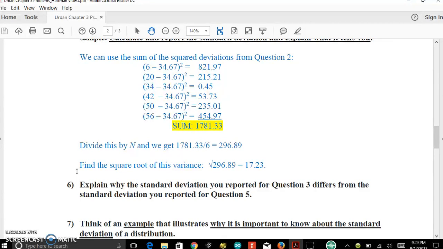Then we would find the square root of this variance. The square root of 296.89 equals 17.23. Right here, this is the standard deviation of the population. In this population, the average difference between the scores in the distribution and the population mean is 17.23 years.